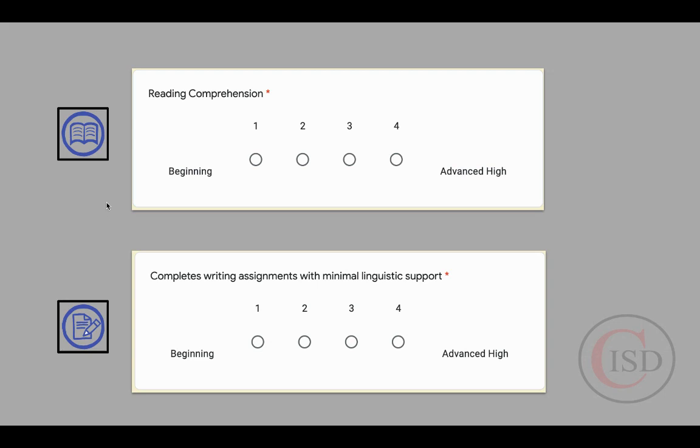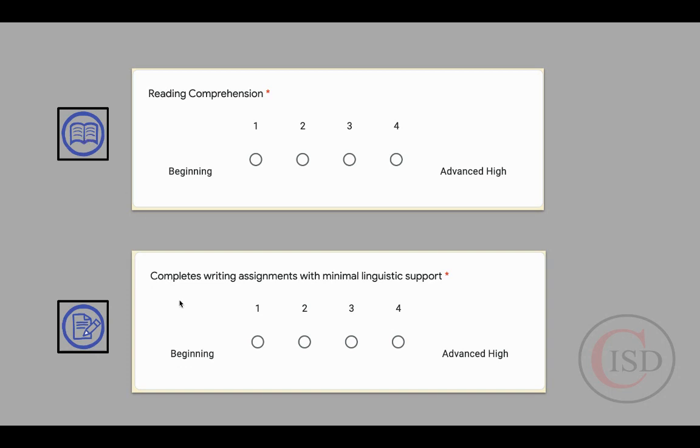So next, you're going to be looking at reading comprehension and rate using the rubrics and their performance in class for language proficiency. 1, 2, 3, or 4, beginning, intermediate, advanced, or advanced high. And then once again, if you need those examples or to review the information about reading comprehension, you can click on this icon. It will take you to that slide.